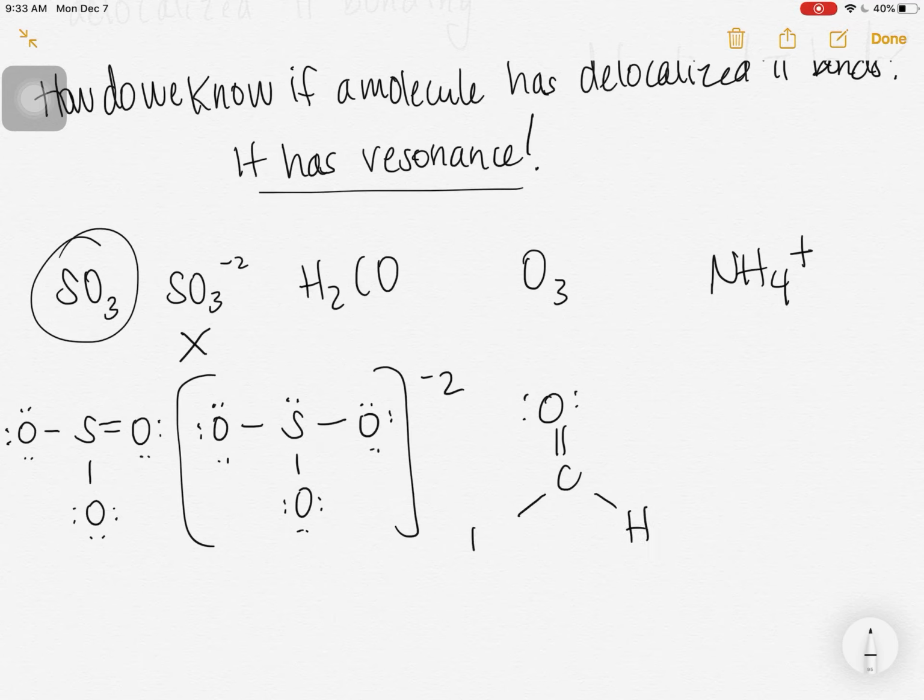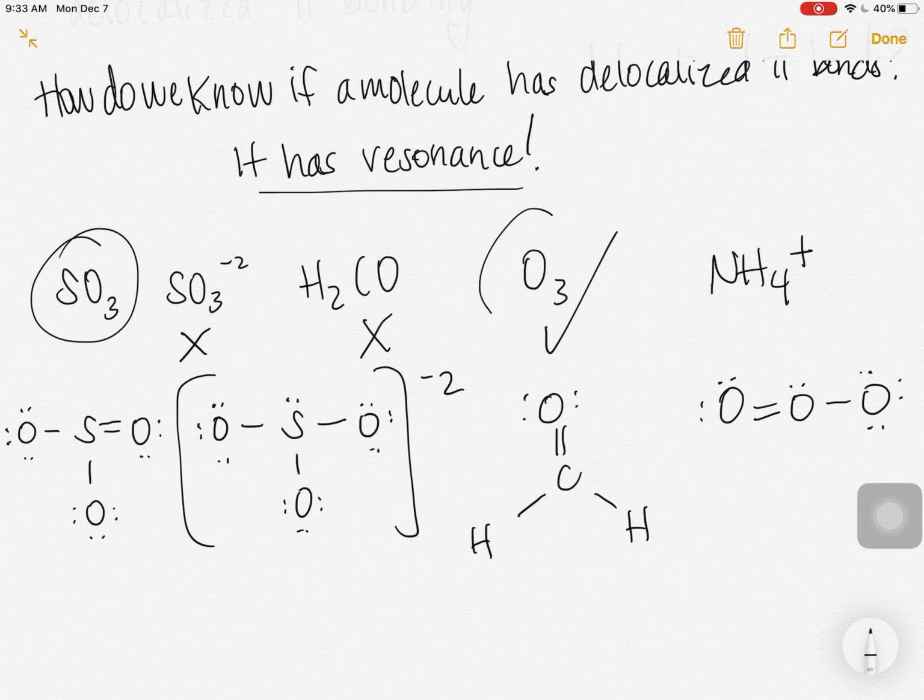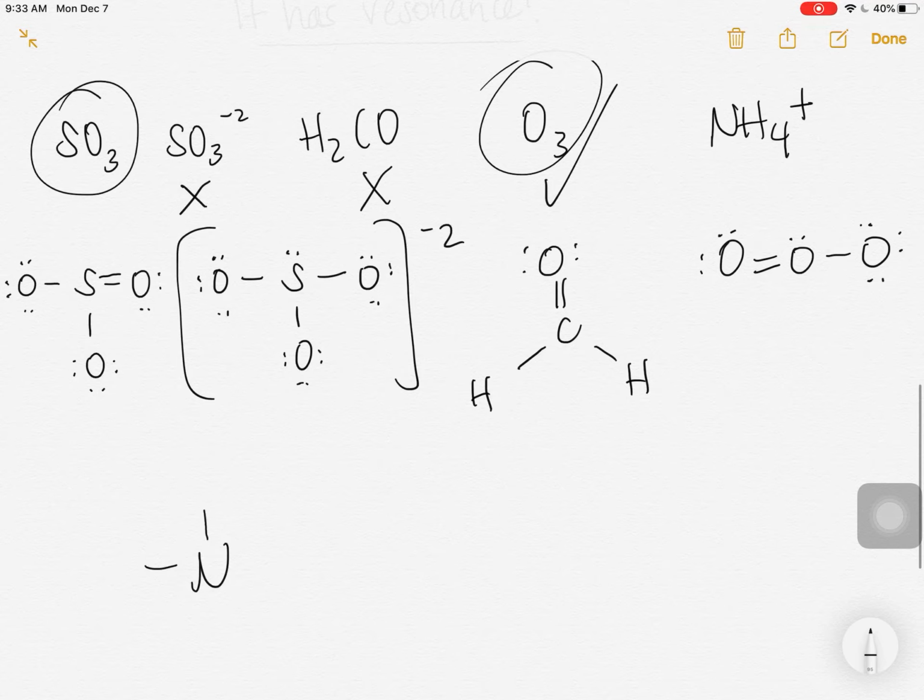H2CO looks like this, a trigonal planar kind of geometry. Although you might be quick to say it has resonance, it does not, because the double bond can only exist between the C and the O. Of course, we can never have a double bonded H, so this also does not have delocalized pi bonding. O3 is ozone, and ozone was actually how I introduced resonance to you. Ozone absolutely has resonance, so O3 does exhibit delocalized pi bonding.